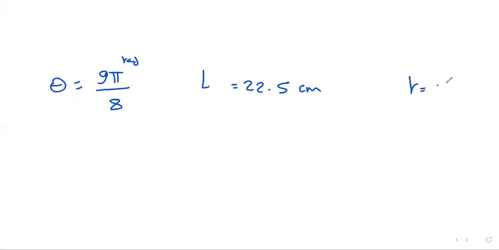Now we will try this one. If I have theta is 9 pi over 8, this is radian, and L is 22.5 centimeters. And I want to find out. Do it now.